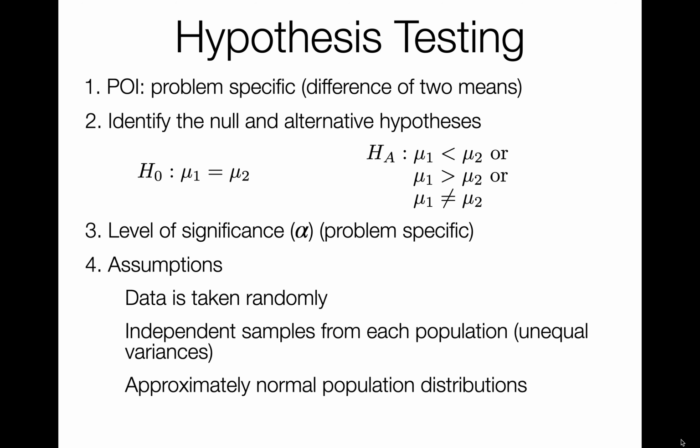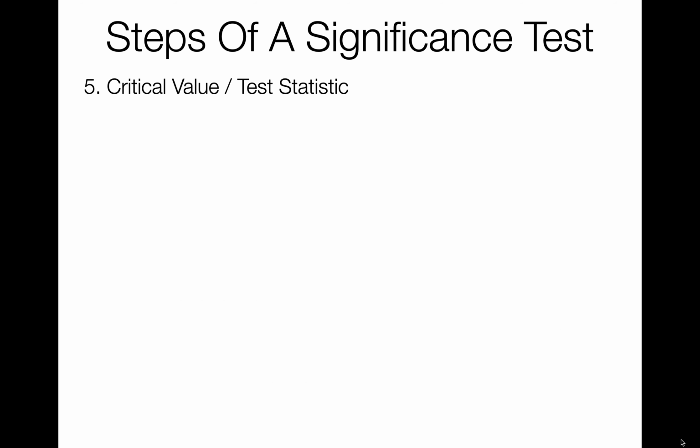The assumptions that we make are slightly different. The data was taken randomly, same as before. Independent samples from each population with unequal variances, which is important in the unpooled case. And then, of course, approximately normal population distributions. All of these are the same as with the confidence interval. Then the biggest change is step 5, the critical value or test statistic. And so the test statistic is this.